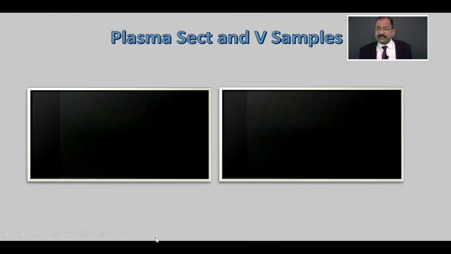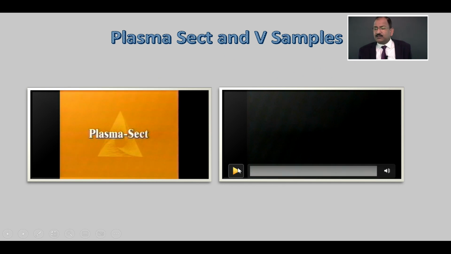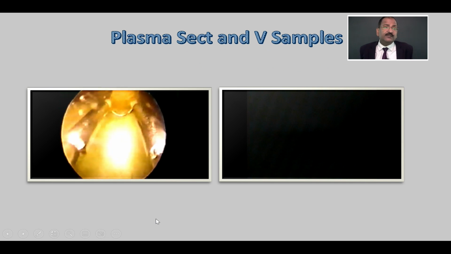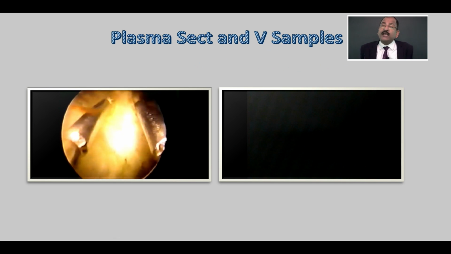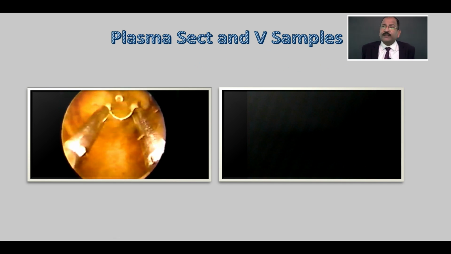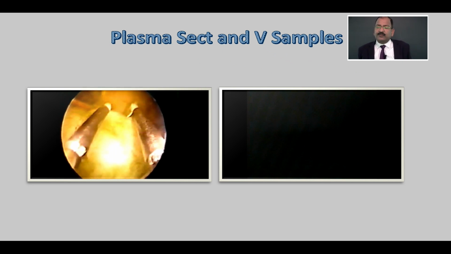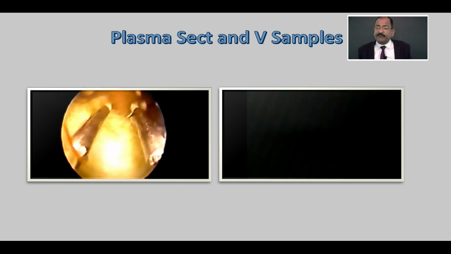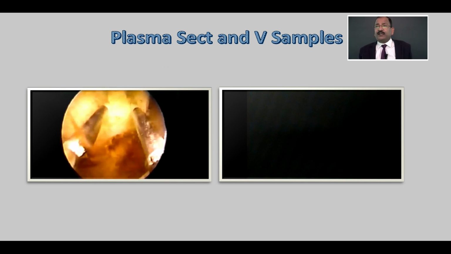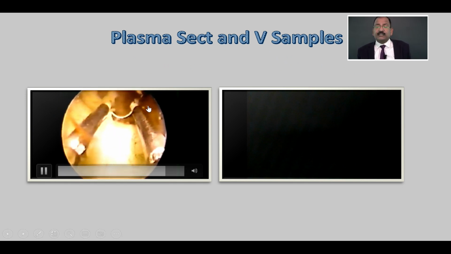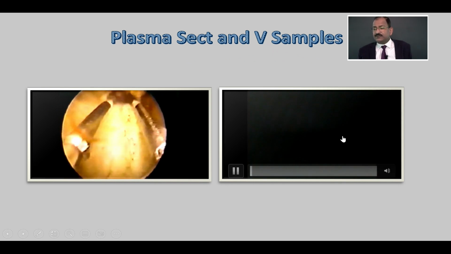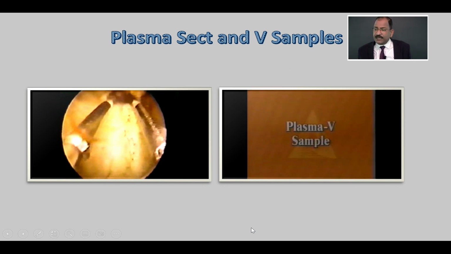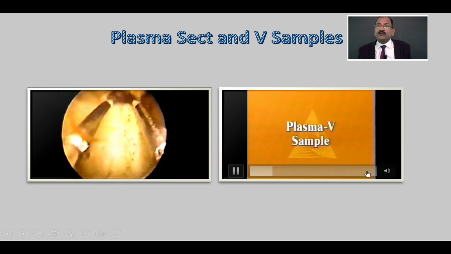Plasma sect and V sample. These are the two beautiful technologies. Those are plasma kinetic, that is a bipolar resectoscope, which is very high frequency, around 1.5 megahertz, where it cuts under normal saline, and very high frequency gives you very good resection. Here we can see this is the V sample. It is just like a twin blade which you use to shave. This is called plasma V sample.